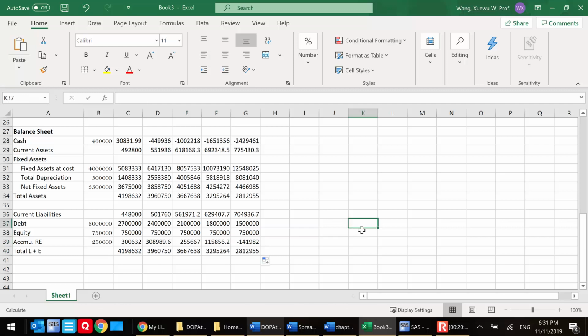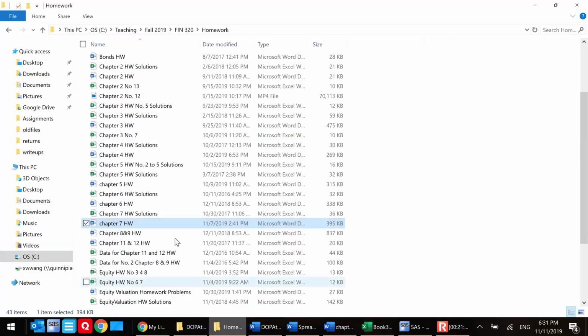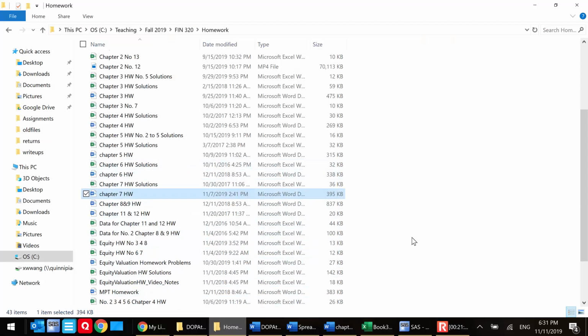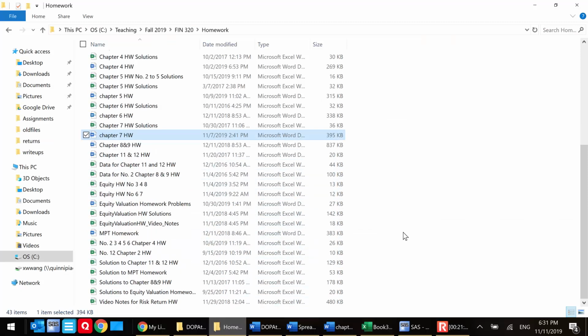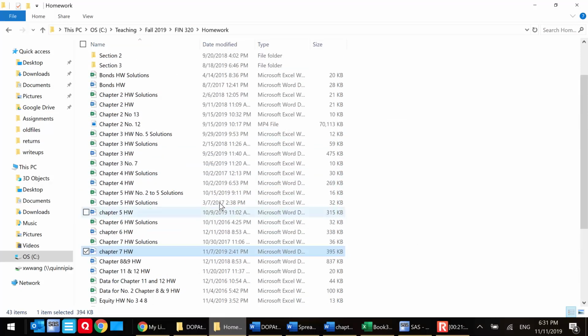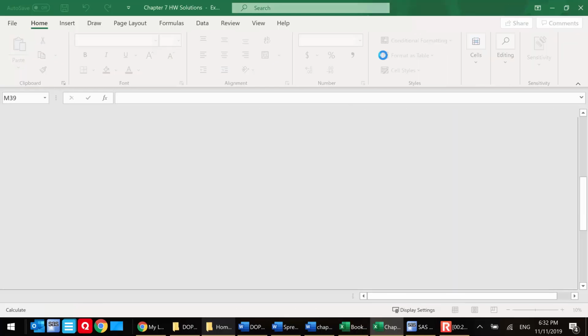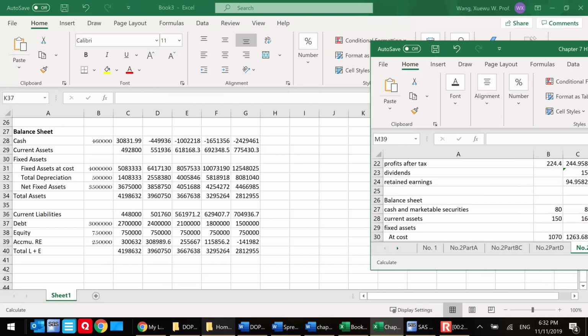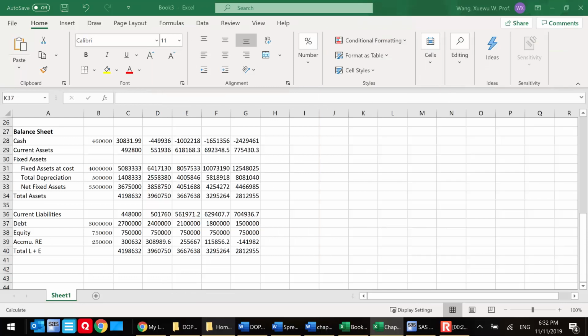And let me just verify this is actually good. So let me check my solution for chapter 7 homework, and I don't seem to have my solution at hand. So let me just keep moving. Okay, I actually found my solution here. So let me just move this away, and let me see whether the numbers are good. This is number 1. So let me just take the total liability plus the equity, and yes, this is good.